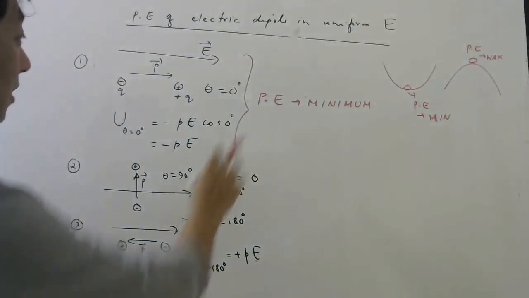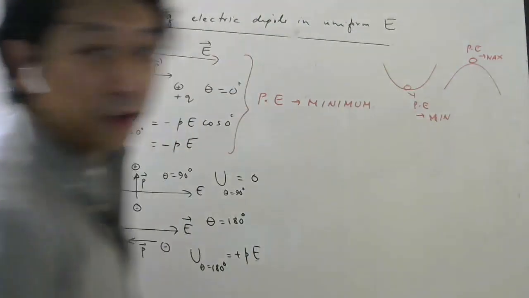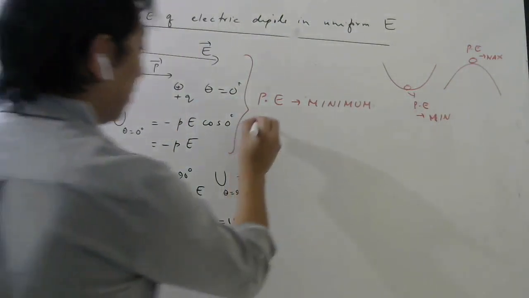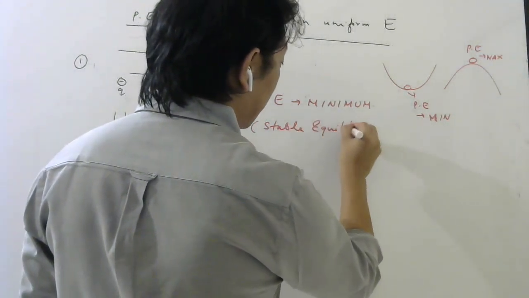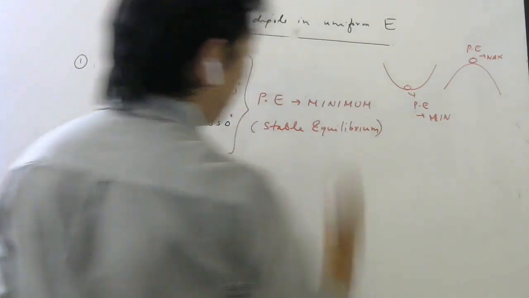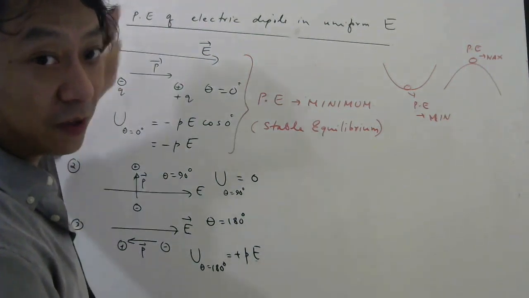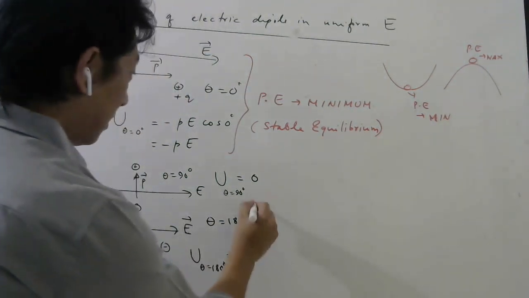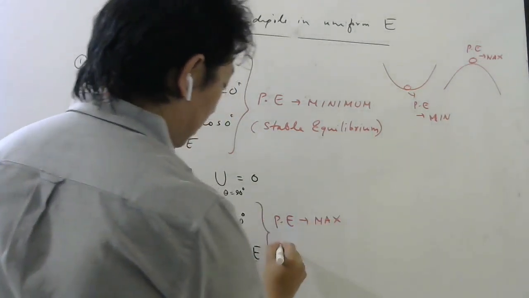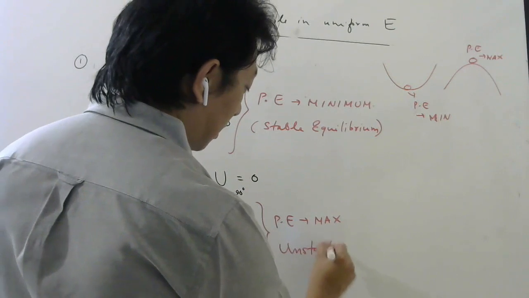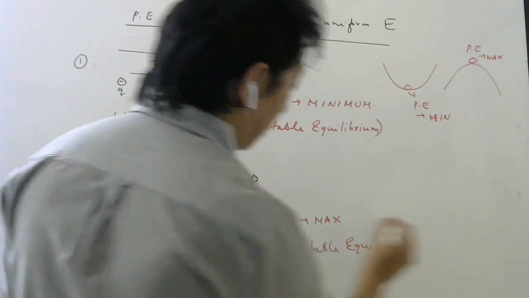So you can see here potential energy is minimum, and if you remember, this configuration is called what kind of equilibrium? Stable equilibrium. So please remember, whenever potential energy is minimum, the equilibrium will be stable equilibrium. Stable equilibrium means if you rotate the dipole slightly like this and you leave it, it will come back. And here potential energy is maximum. So this corresponds to what equilibrium? Unstable equilibrium. So these few things you try to remember for your 1 mark.